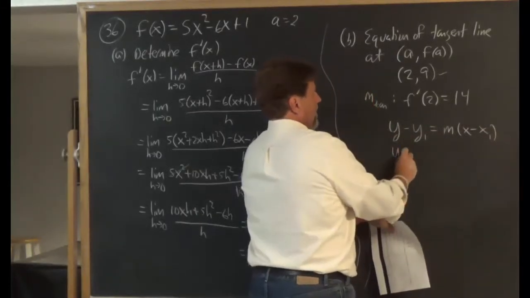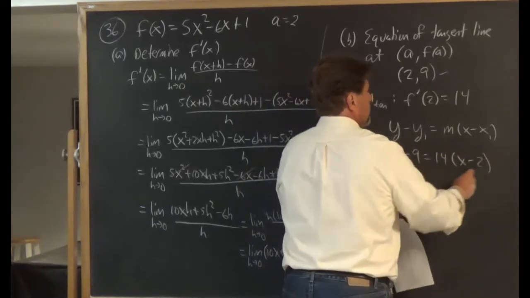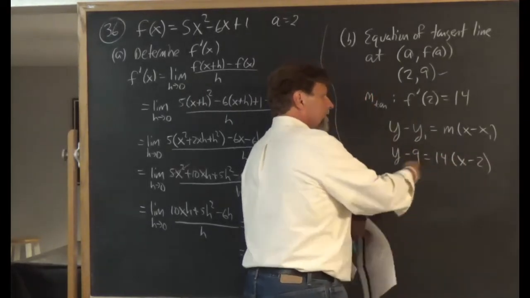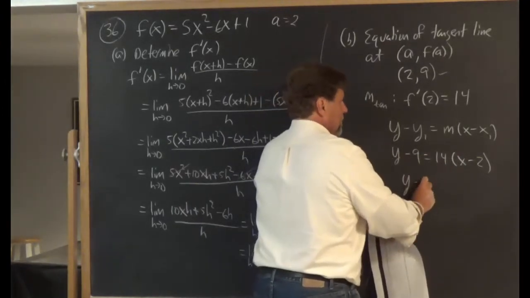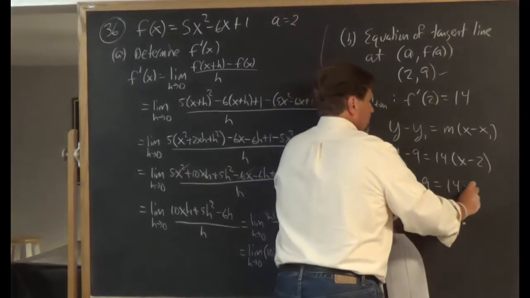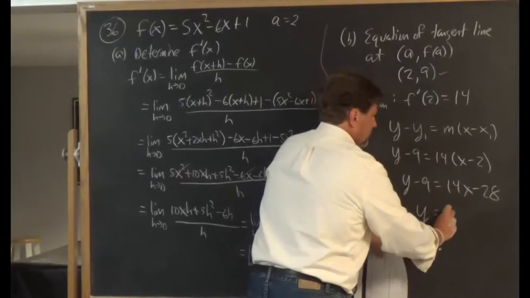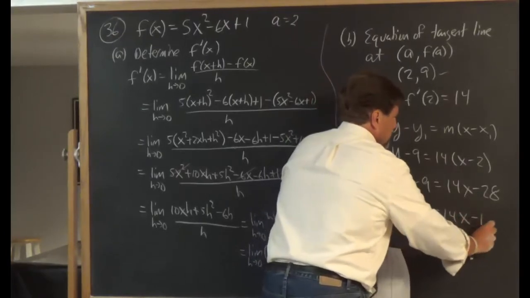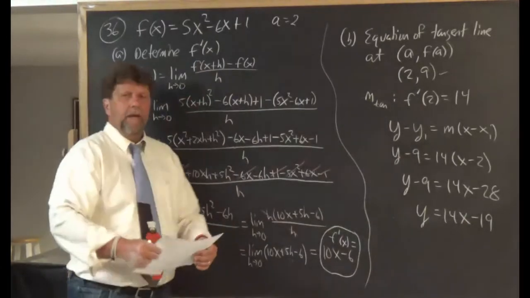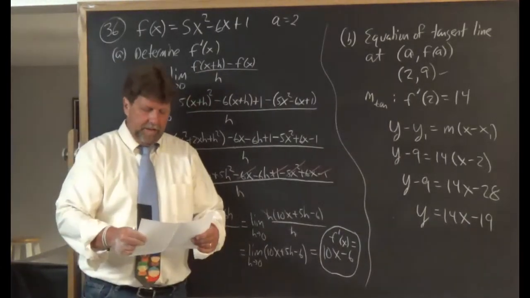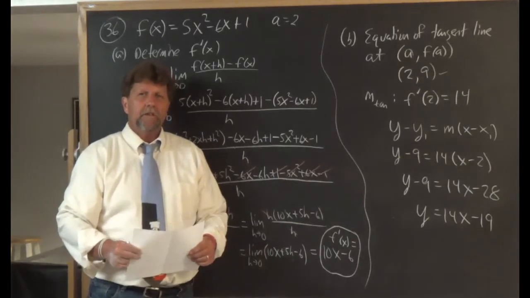And we get y minus 9 equals 14 times (x minus 2), which is an equation of the tangent line, but I know most of you want to distribute that 14 and then add 9 to both sides to get it into slope-intercept form. So, hey, that's it for number 36. Let's head back to the slides and see what we're going to do next in our discussion of the derivative.